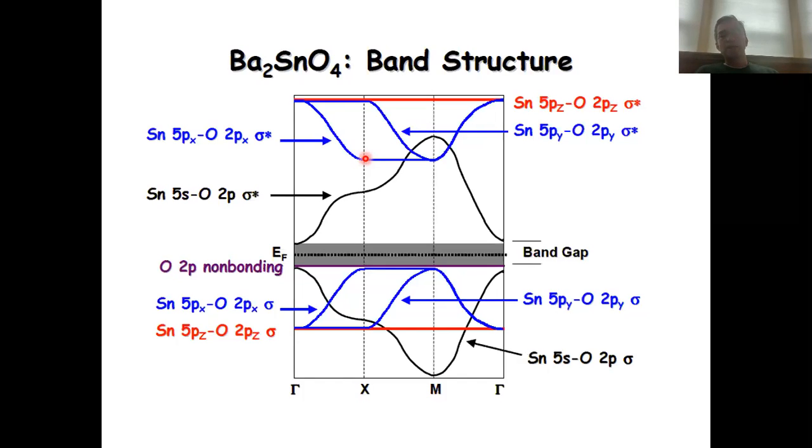As we go from chi to m, our band remains flat, because we only have non-bonding crystal orbitals to consider. And then as we go from m back to lambda, our energy increases again because we are going from a non-bonding situation to a completely interbonding situation.